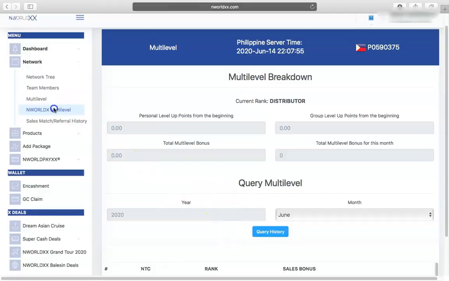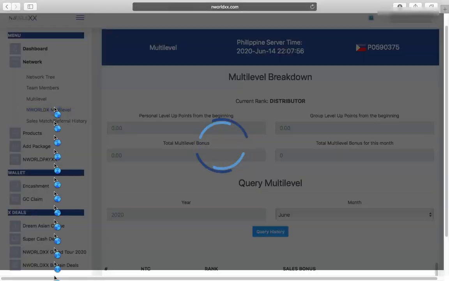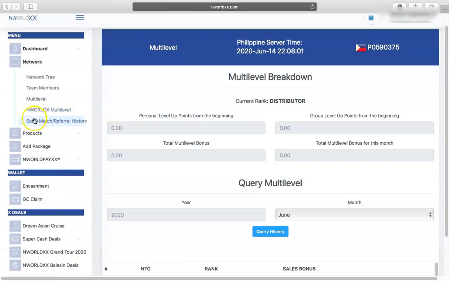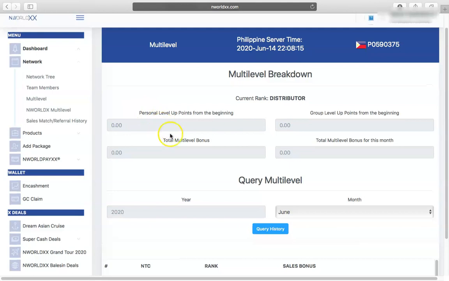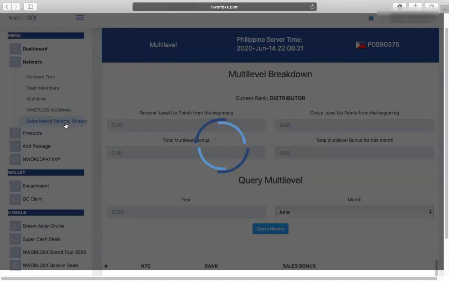Now let's proceed to the NworldXX multi-level. Since our system is synchronized, whatever you perform in the multi-level of NworldXX will also be reflected here in your NworldXX dashboard. That is why you can also monitor your NworldXX multi-level performance here in this NworldXX platform. Then the next section under the network menu is the sales match or referral history.